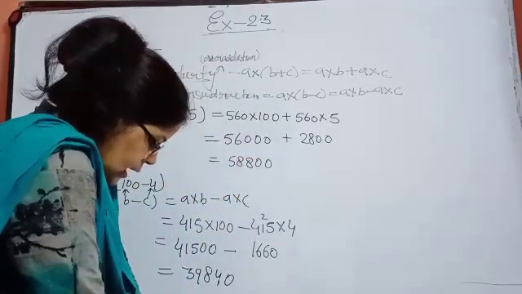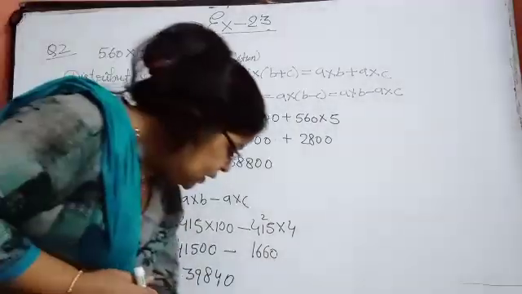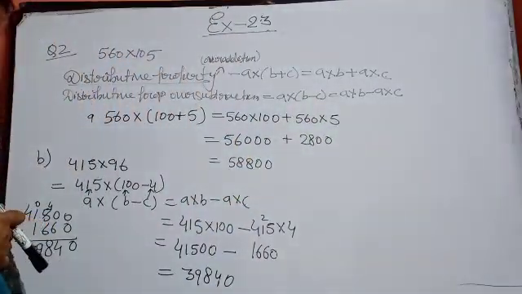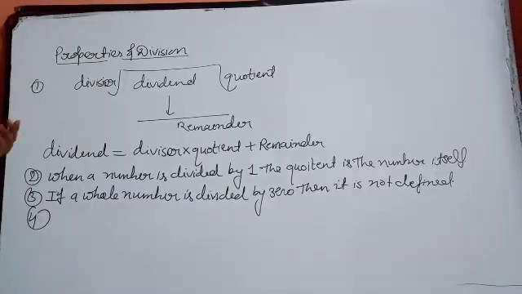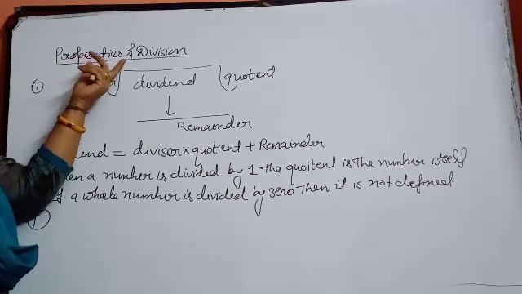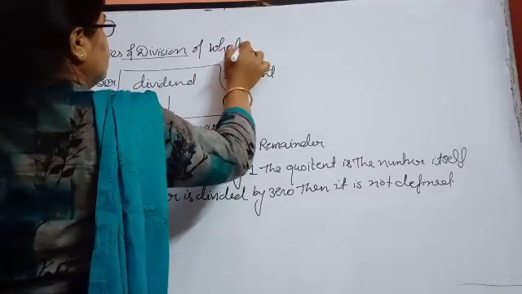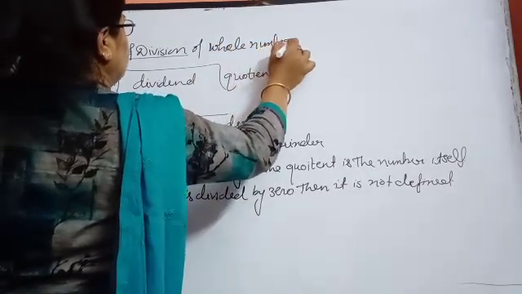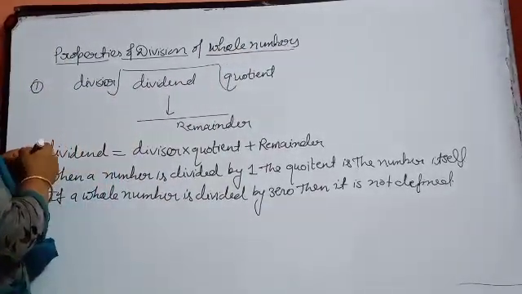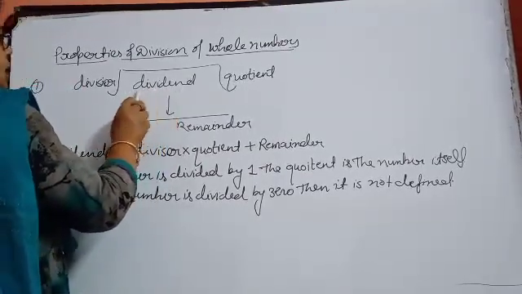Now I am proceeding. Till Exercise 2.3 we have completed. Okay, after that now we are going to move to 2.4. In the next exercise we have division. So here we are going to learn the properties of division of whole numbers. Okay, so what are the properties of division for whole numbers? See, you know that in earlier classes also you have learned that the number which we are dividing is known as the dividend.